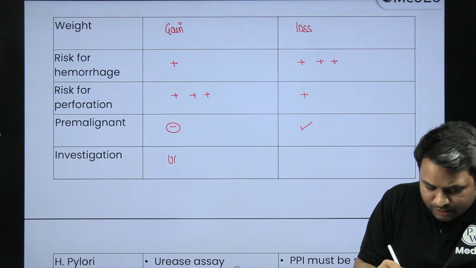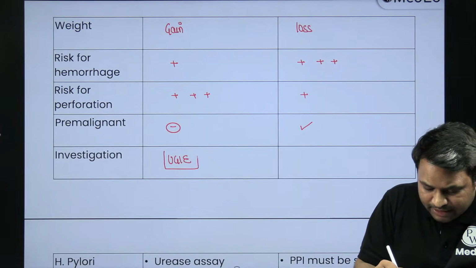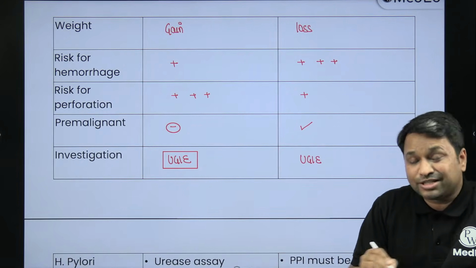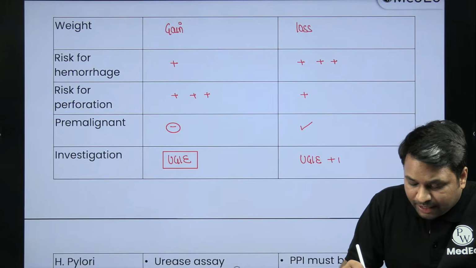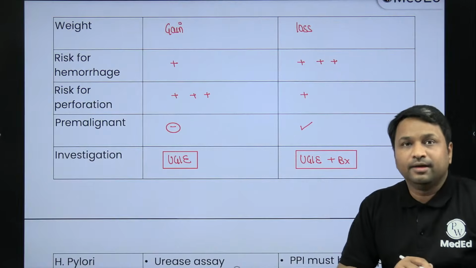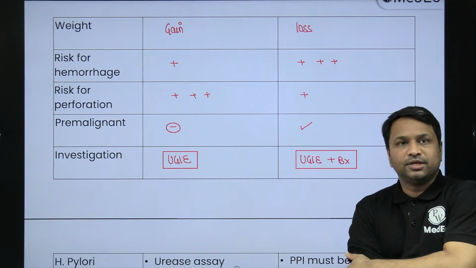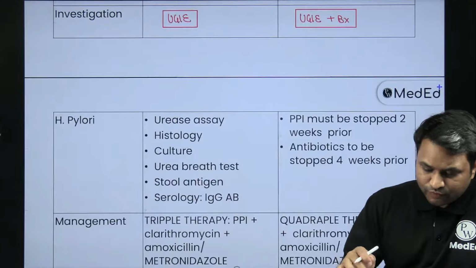For duodenal ulcers, upper GI endoscopy alone is the investigation of choice. But when you find a gastric ulcer on upper GI endoscopy, biopsies are a must. So upper GI endoscopy with biopsy becomes the investigation of choice.